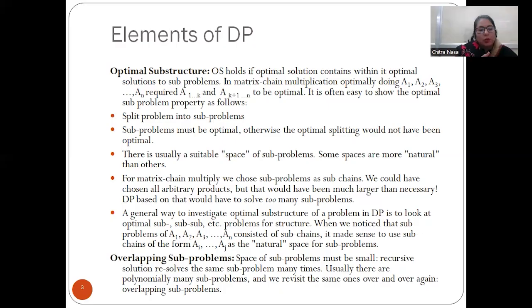And the other property is overlapping subproblems. Why are the problems overlapping in the DP approach? Because the subproblems are overlapping in nature, since the solution of one subproblem will be used in the calculation of another one. That's why the optimal solution of one is used at another level. In this way, we say the subproblems are overlapping in nature.